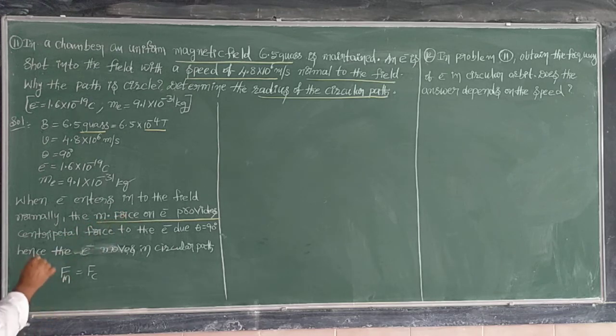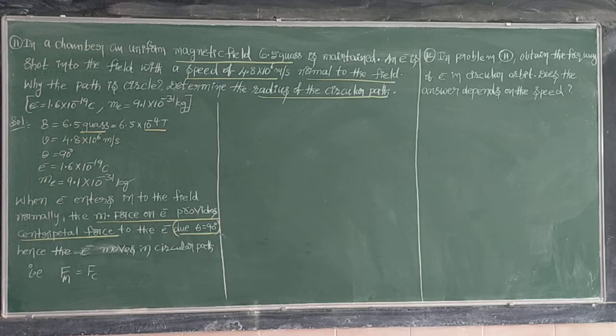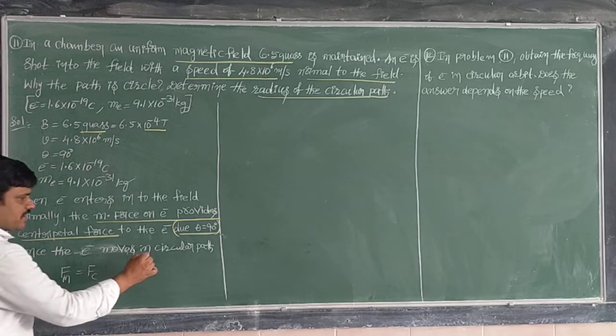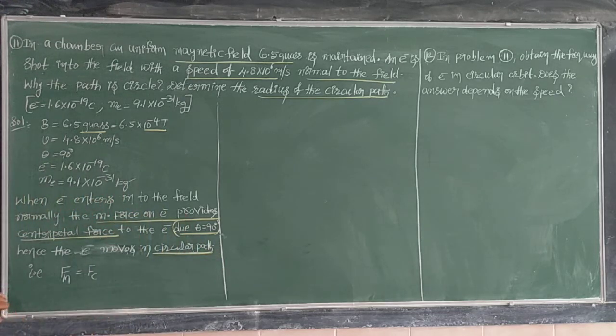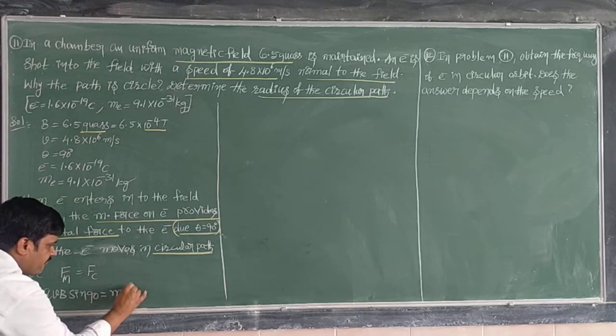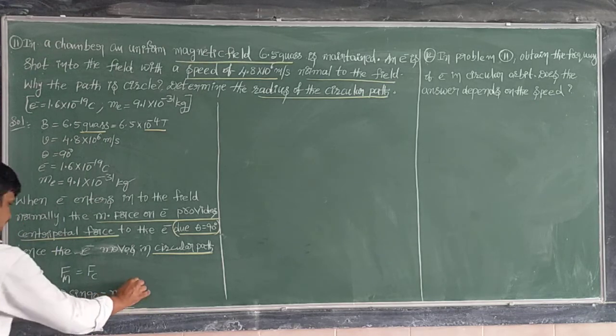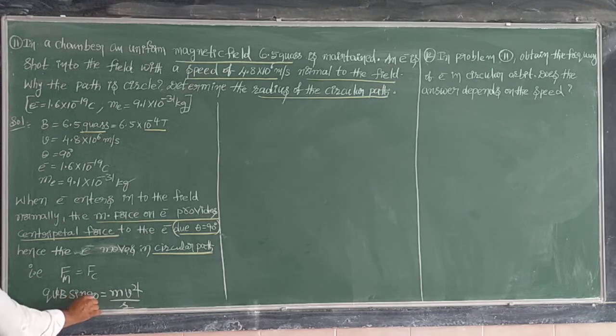That magnetic force provides the centripetal force to the electron. Because the angle between the charged electron's velocity and the magnetic field is 90 degrees, the electron moves in a circular path. Here, the magnetic force on the charged particle, qvB sin 90 degrees, is equal to mv squared divided by r. Now v cancels, and sin 90 is 1.